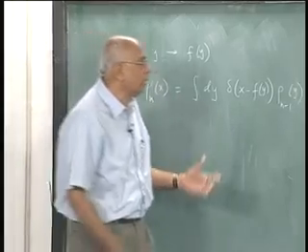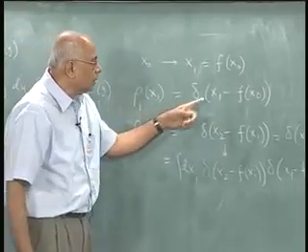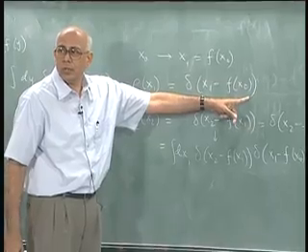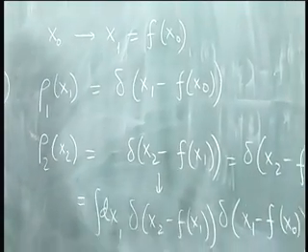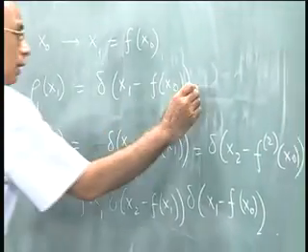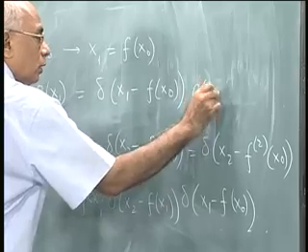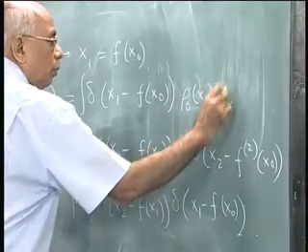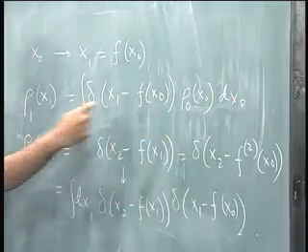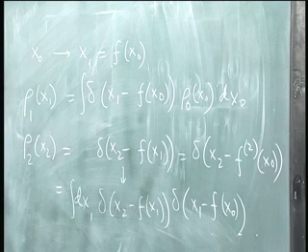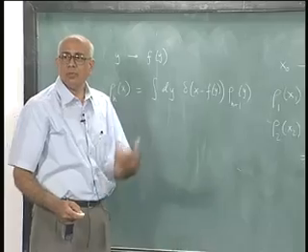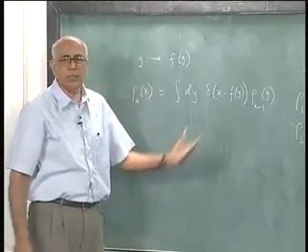It is equivalent to saying rho 1 of x1 is delta of x1 minus f of x naught, provided I have a sharp x naught. But if I have a density in x naught, rho naught of x naught, then I must integrate over all possible x naughts with that weight factor to produce the density in x1, and similarly for 2 from 1 and 3 from 2 and so on. So this is what the equation is. That is the evolution equation for the density.